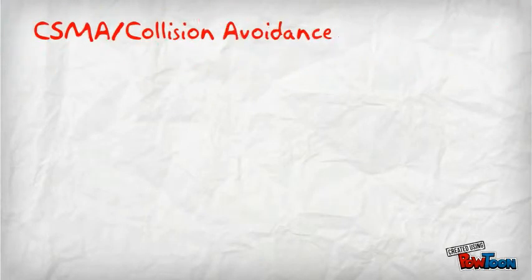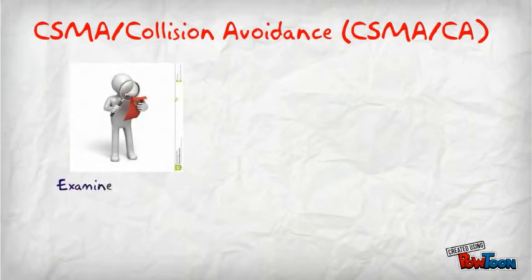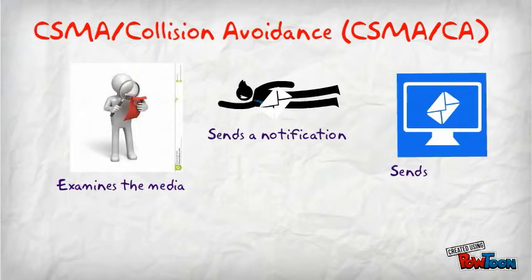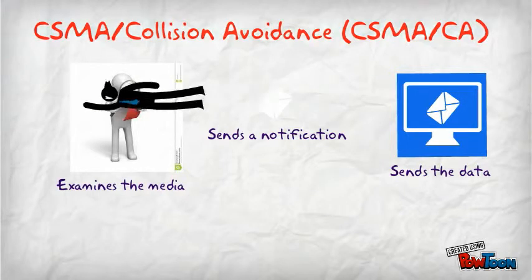Another method is CSMA collision avoidance. The device examines the media for the presence of a data signal. If the media is free, the device sends a notification across the media of its intent to use it. Then it sends the data. This is used by 802.11 wireless networking technologies.